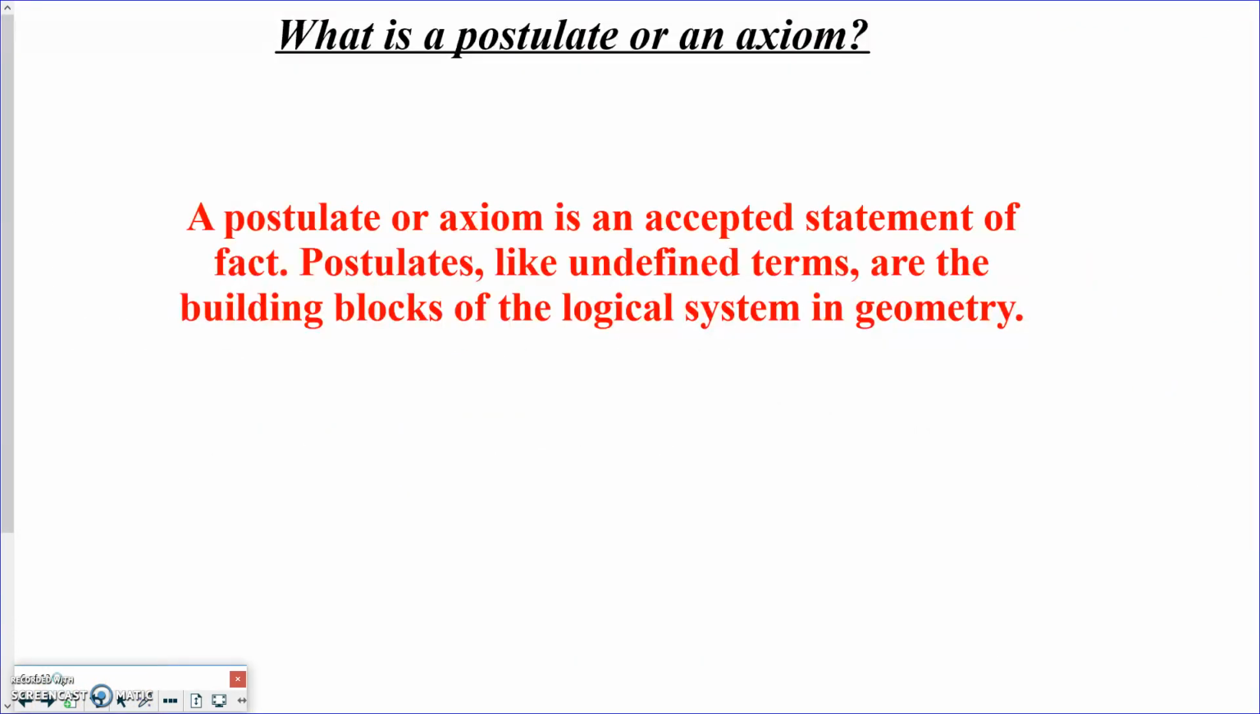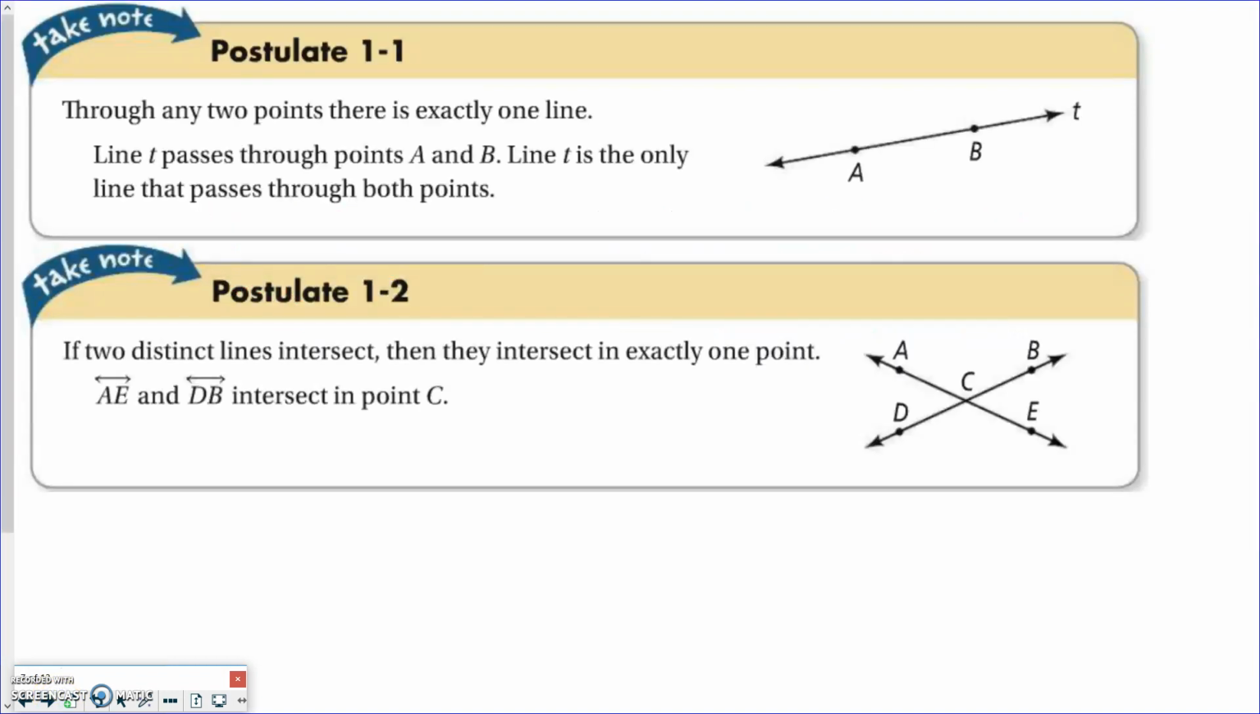Okay, this is important to know. A postulate or axiom is an accepted statement of fact. Postulates, like undefined terms, are the building blocks of the logical system in geometry. So here's our first set of postulates. Through any 2 points, there's exactly 1 line.